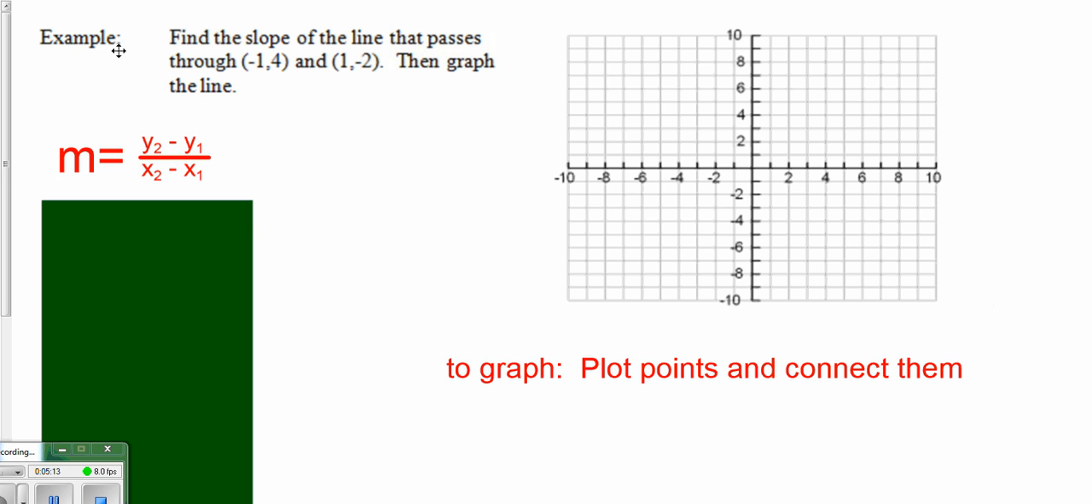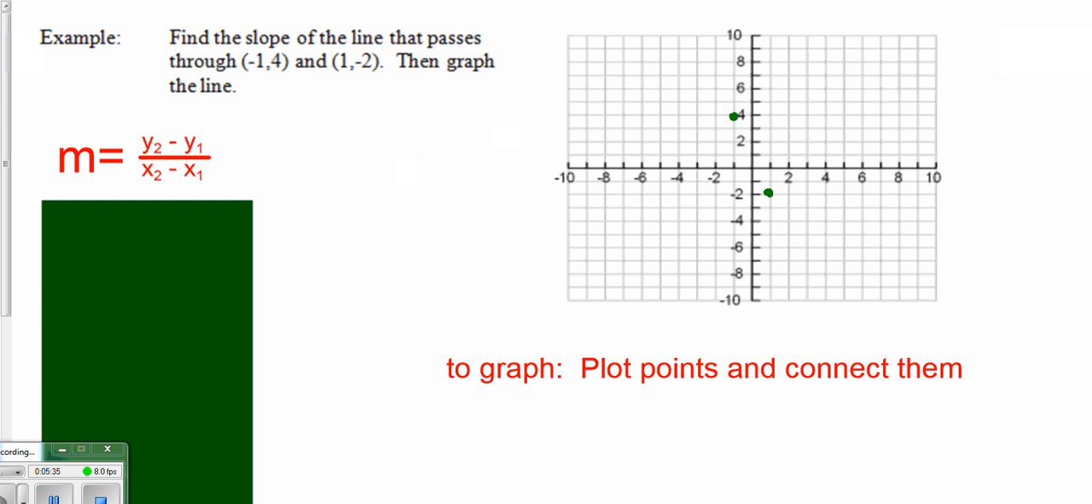So let's do that again for our next example. Find the slope of the line that passes through (-1, 4) and (1, -2), then graph the line. Well, like before, let's plot those points. (-1, 4) is right here. (1, -2), that would be this point right here.